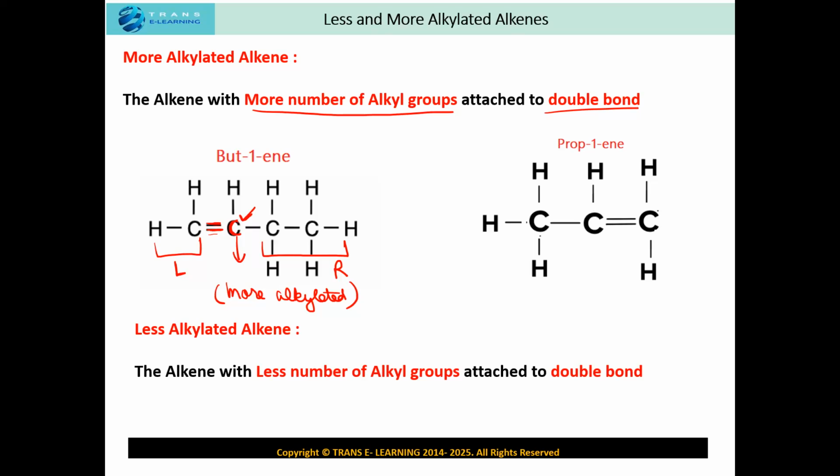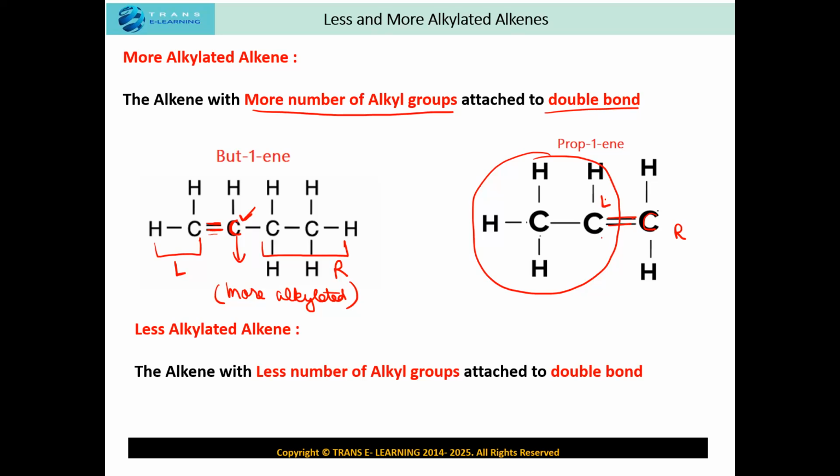And this is more alkylated alkene. Whereas in this case, if you see here that this is the carbon atom on the right hand side and this is the carbon atom on the left hand side, and you can see here there are less number of alkyl groups, so this is less alkylated alkene.